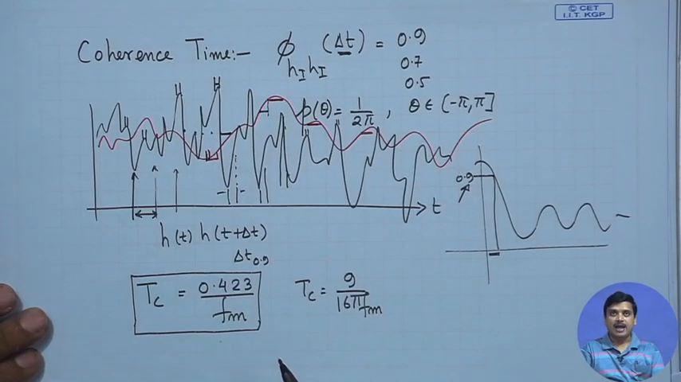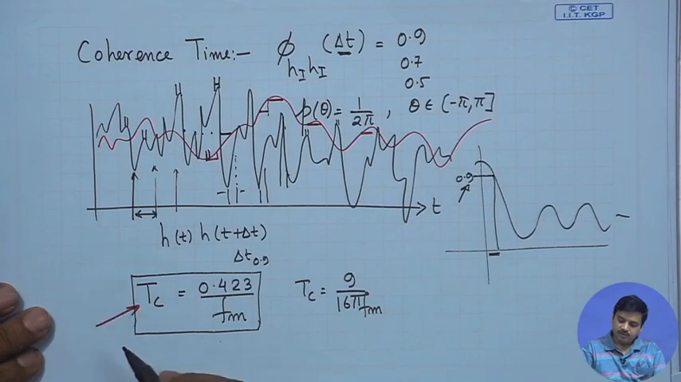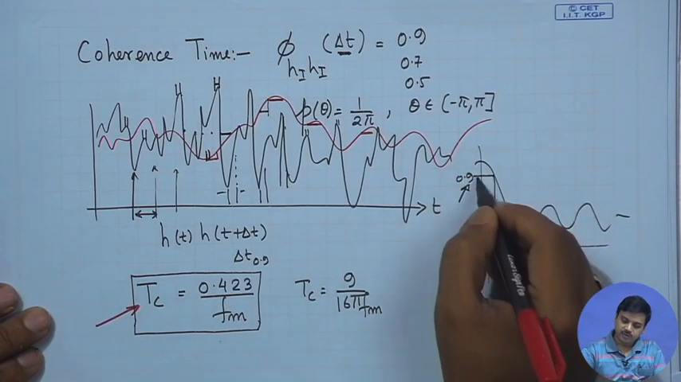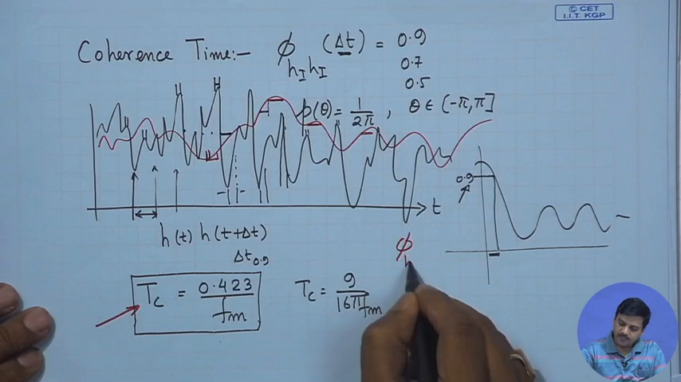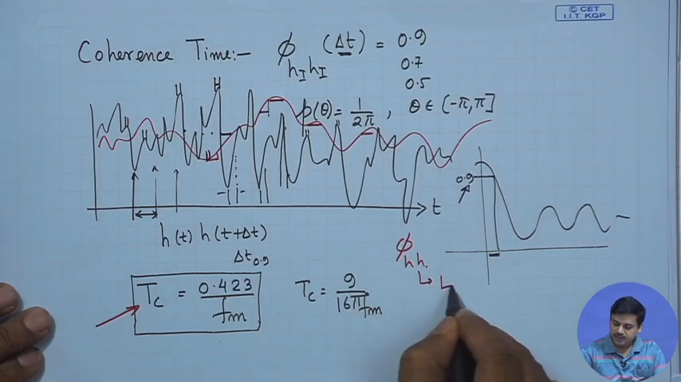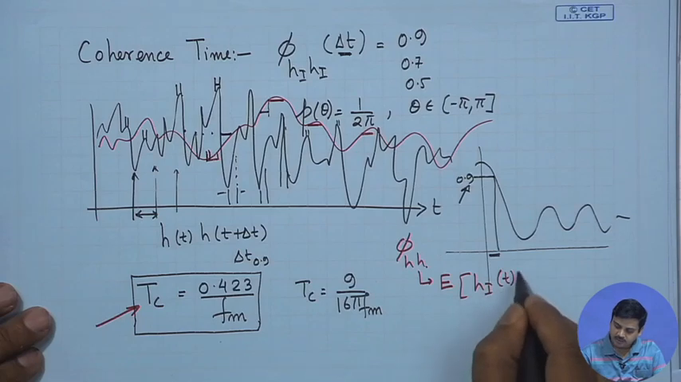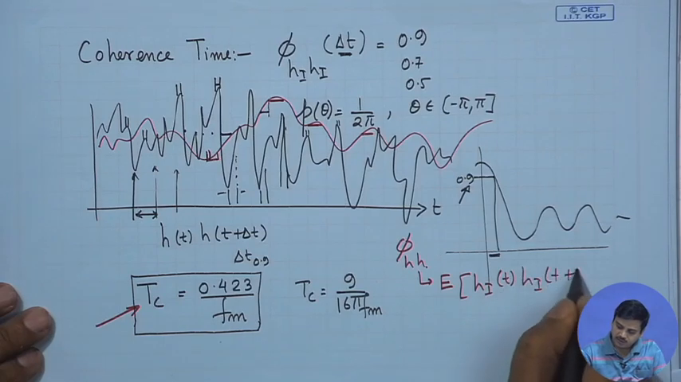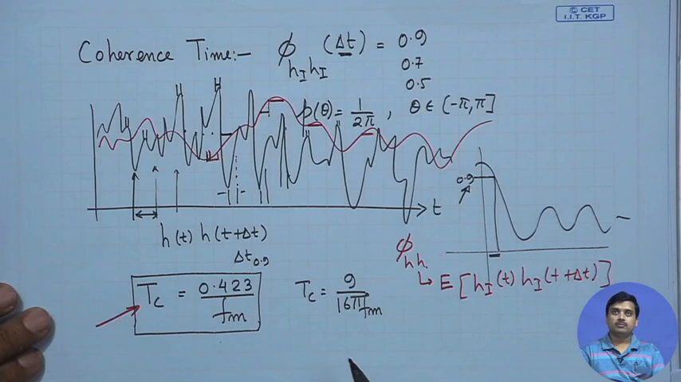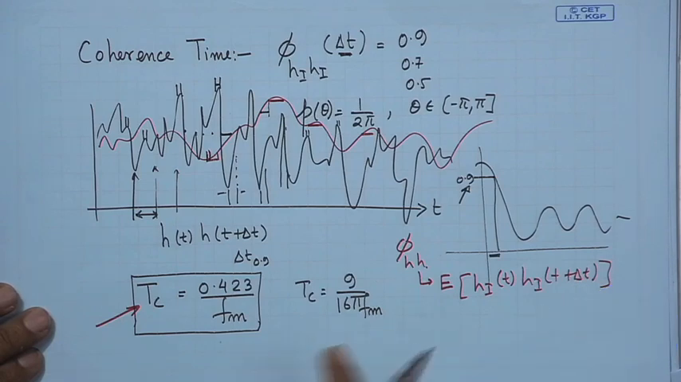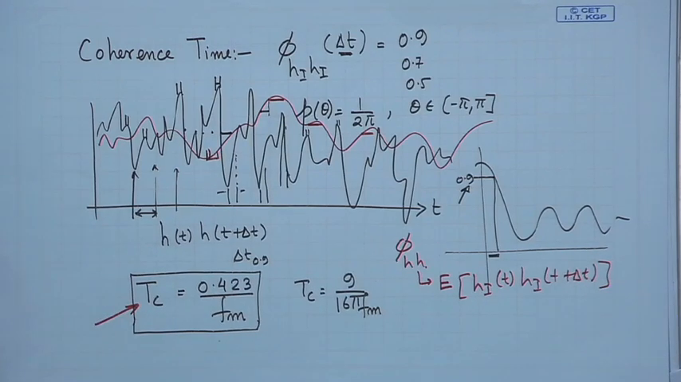So, this is again an average value, because this axis that we are looking at is phi h, which is the expected value of, in our case, h i of t plus delta t. What we should remember is that at every instance of separation delta t, we may not get 90% correlation, but on an average, if the separation is this T c, then you are going to get similarity between the values.